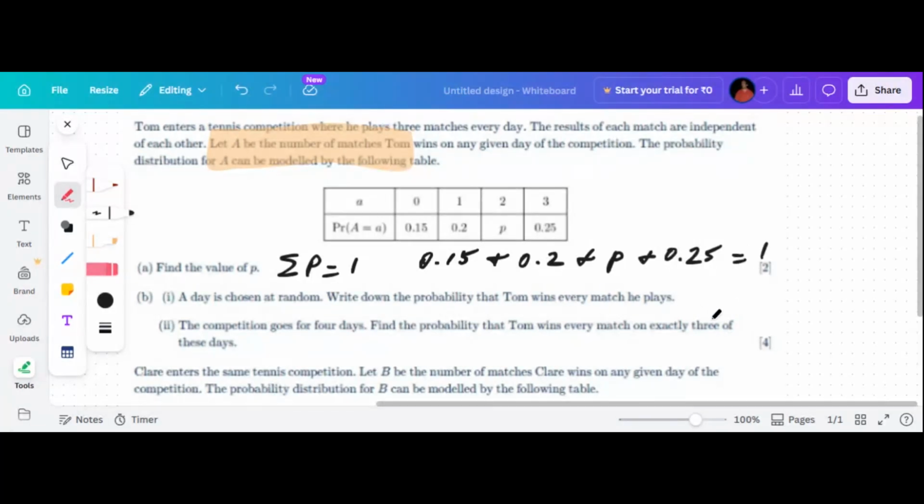Now when we solve this, what do we get? We get 0.15 plus 0.2 is 0.35, plus 0.25 is 0.6, so p plus 0.6 equals 1. So p equals 1 minus 0.6, equal to 0.4. So p is 0.4. I will write here 0.4.